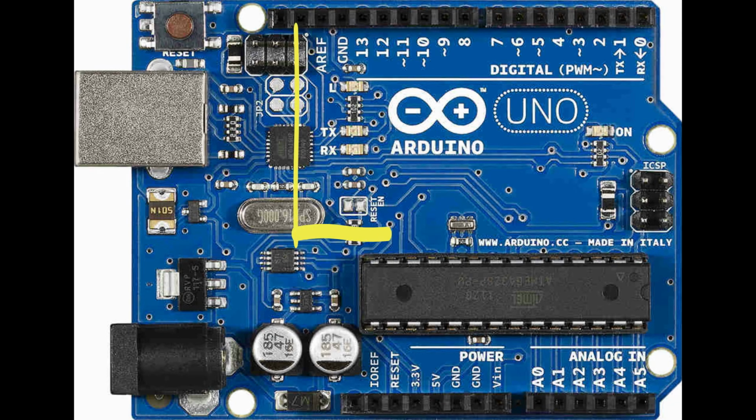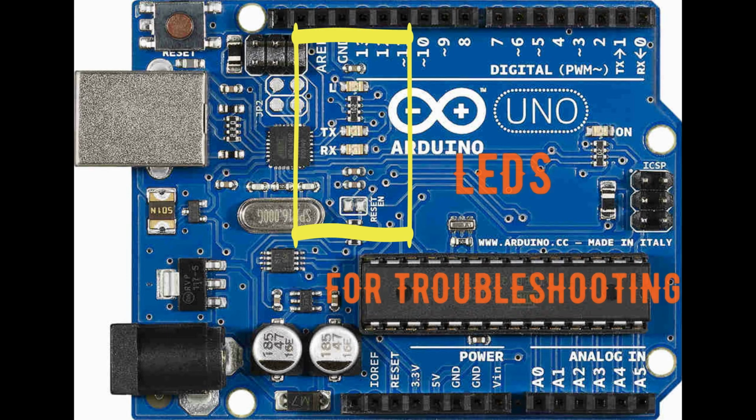Now the last part of the hardware is the LEDs. There are different LEDs available on the Arduino board for troubleshooting and diagnosis purposes. For example, there is a power LED. Whenever power is applied, whenever the microcontroller is getting a stable 5 volt DC, this power LED should be on. And other important LEDs are the RX and TX LEDs.